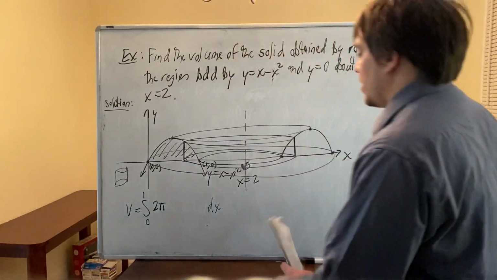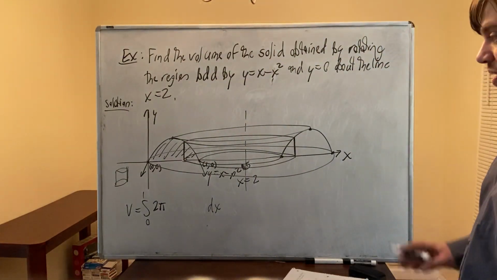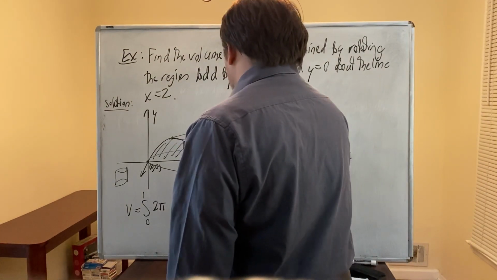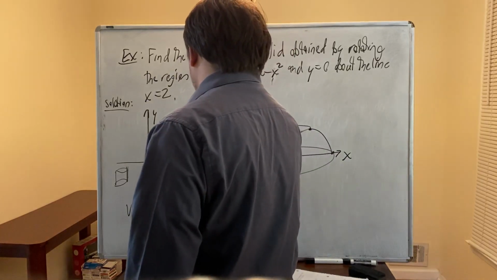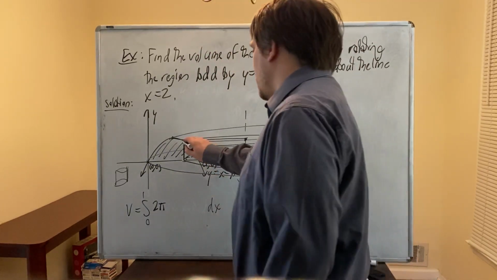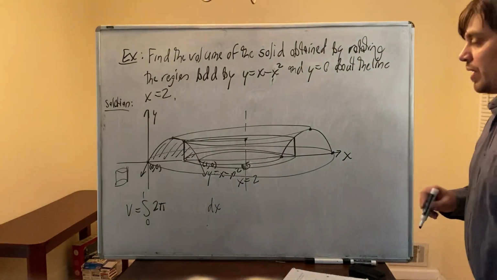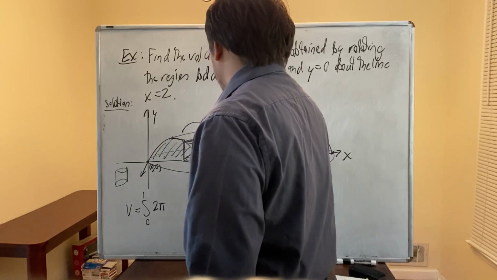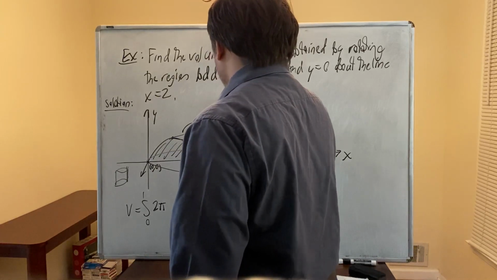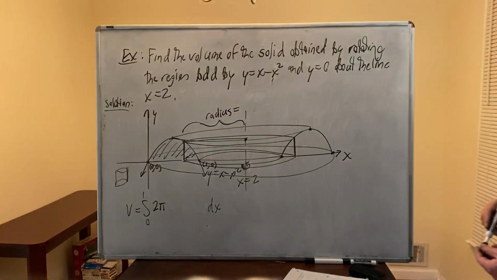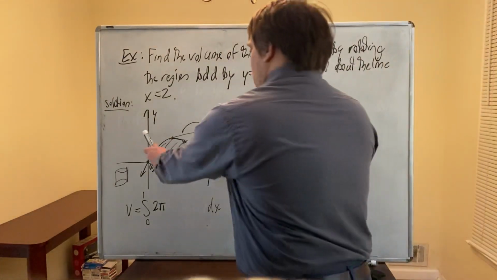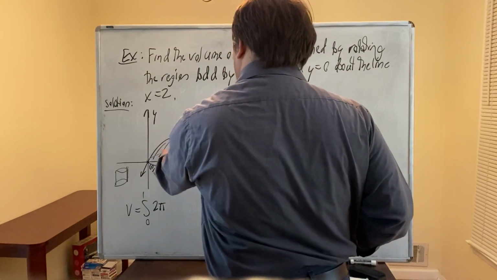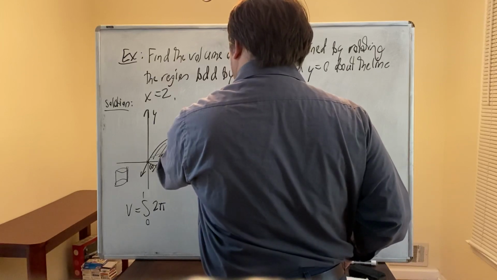Now we have to modify our radius again. It's not going to be x. This time it's going to be the distance from this point on the line x equals 2 to the point on the curve. This is the radius of the cylindrical shell. What the radius equals is 2 minus the x distance of this point on the curve, that is, 2 minus x.